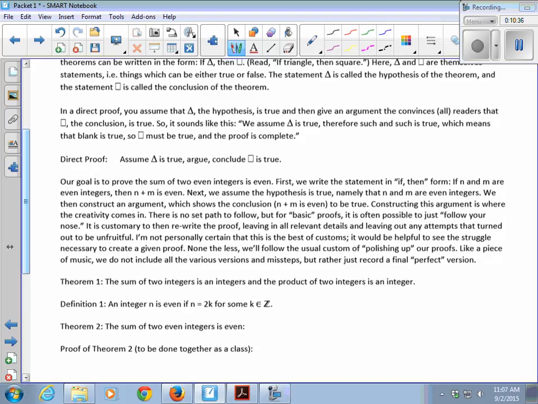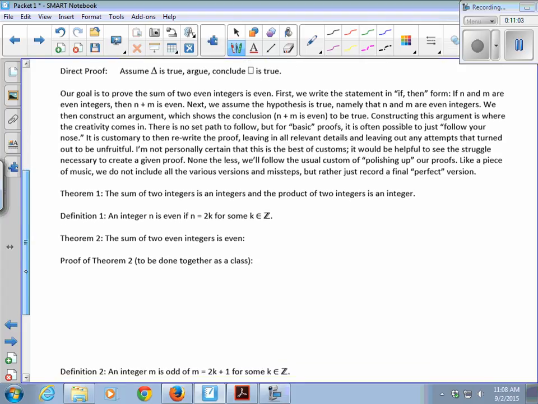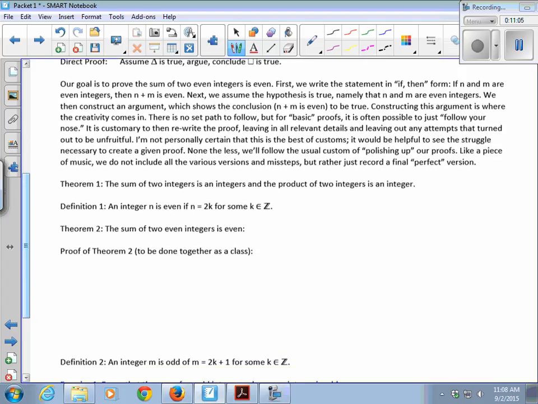So it sounds like this. Your proof would be, we assume triangle is true, therefore such and such is true, which means that blank is true, so square must be true, and the proof is complete. So in a direct proof, assume triangle is true, argue, conclude square is true. Our goal today is going to be to prove that the sum of two even integers is even. Let's just test a few in our head, like 4 and 6, those are both even, they add up to 10, even, right?